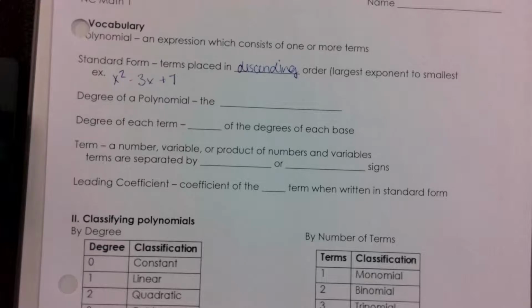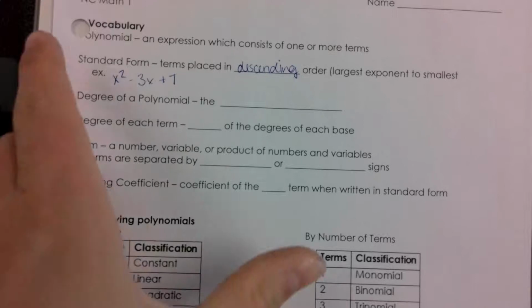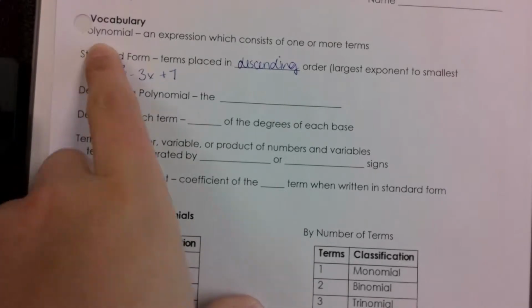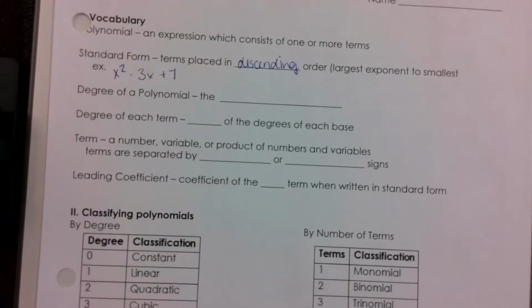Alright, so we're doing a bunch of vocabulary for today. Our first word we said was polynomial. What does poly mean? Many. And nomial, what does that kind of sound like? Many numbers. So we have many terms and numbers.